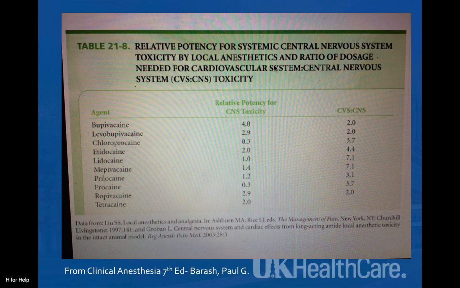Looking at even levobupivacaine or ropivacaine, they are a unit lower on the relative potency side, whereas we've got 2.9 for those agents relative to 4 for bupivacaine. So that's just an idea for how these different agents demonstrate different thresholds for toxicity between central nervous system and cardiovascular.